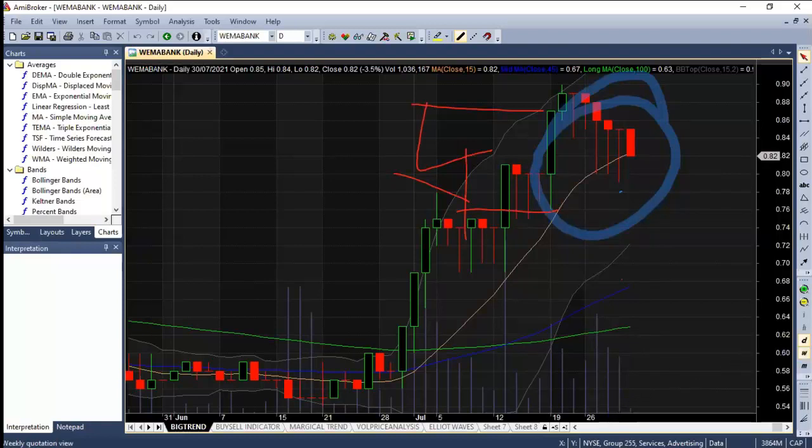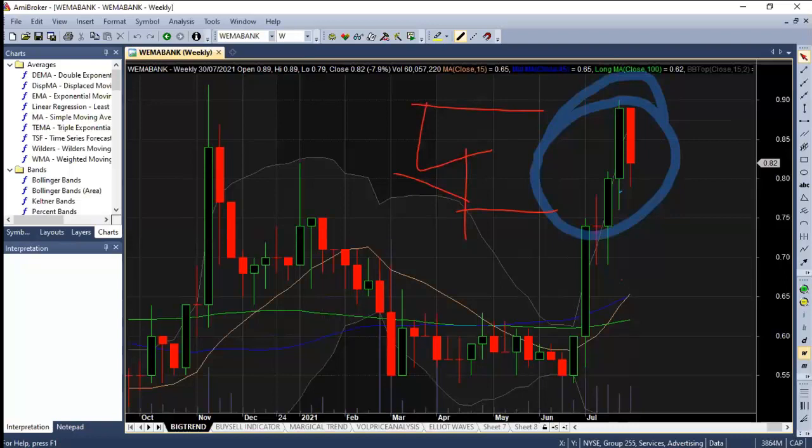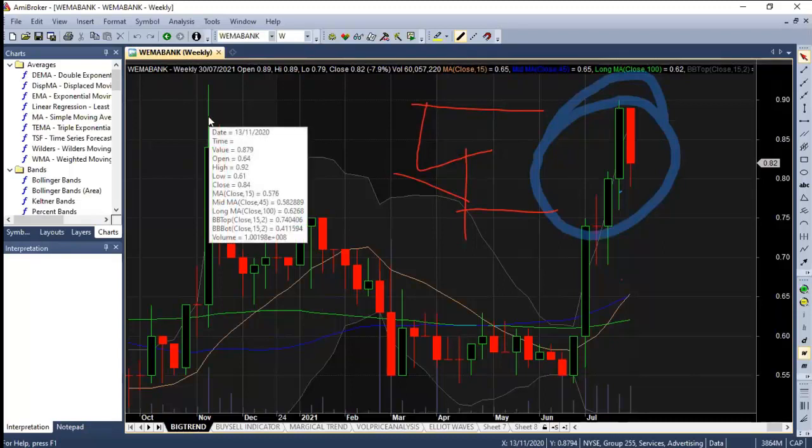That is where your indicator is very important at this point, the kind of indicator that suits your own personal investment goal. Here, Owando has even formed a double top. I'm not surprised Wema Bank is correcting now.